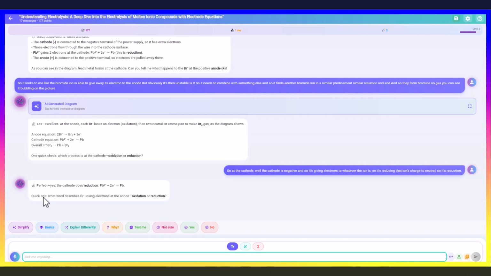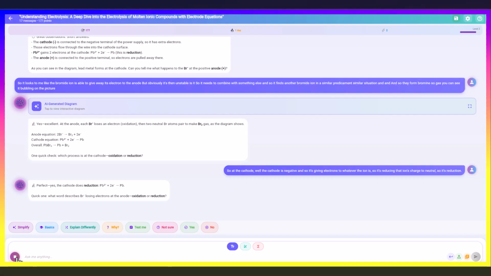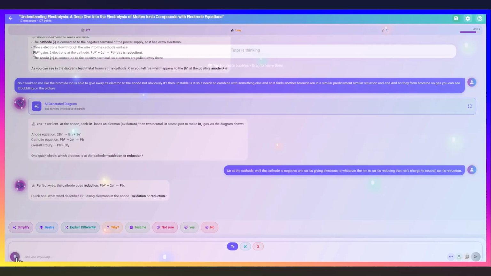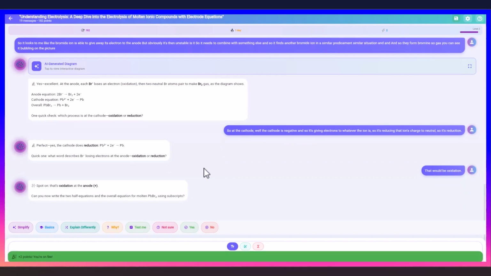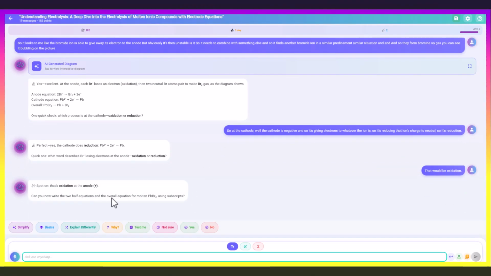So it's testing me again. Which word describes bromide losing electrons? So it's being oxidized, isn't it, when you lose electrons? That'll be oxidation. One thing it hasn't told me, you now write the 2 half equations.